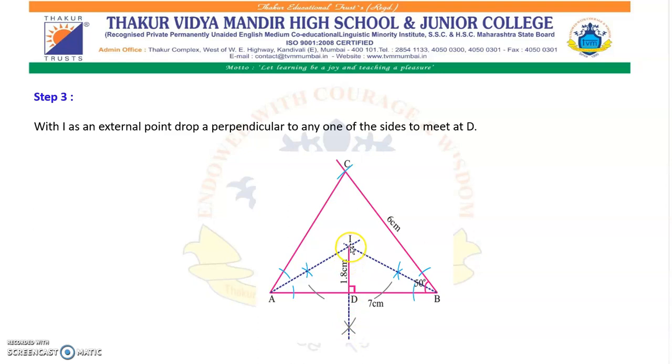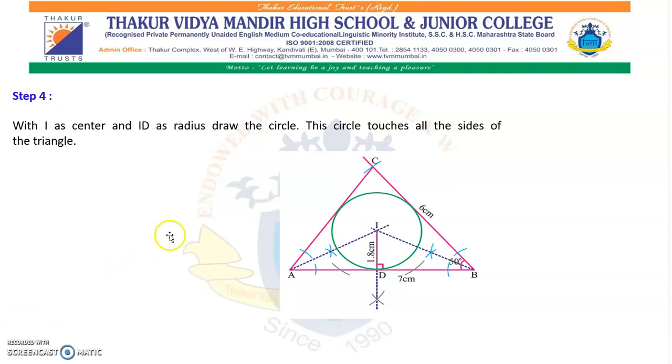Now, with the help of this radius 1.8, with I as the center and ID as the radius, draw the circle. The circle touches all the three sides of the triangle.